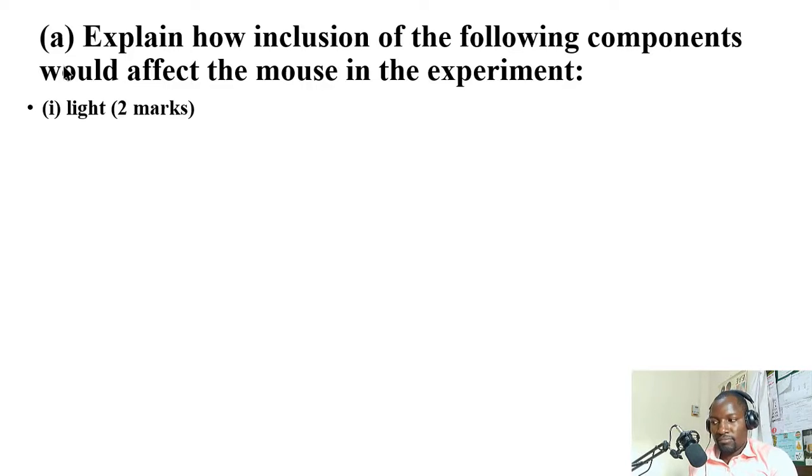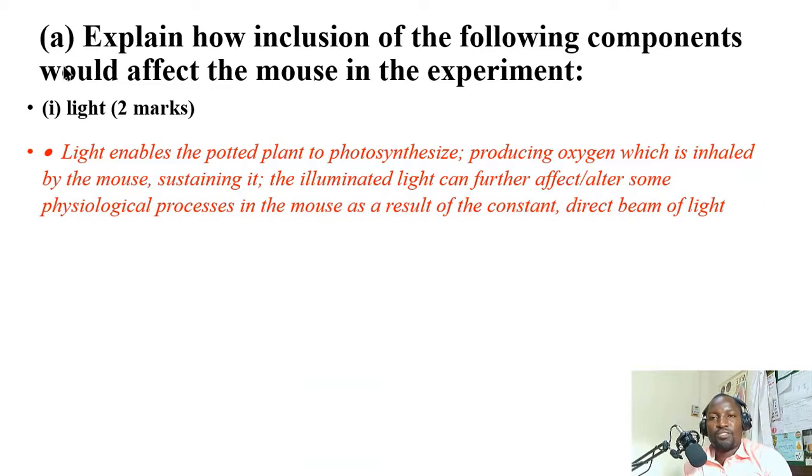Light will enable the potted plant to photosynthesize, producing oxygen which is inhaled by the mouse, thus sustaining it. The illuminated light can further alter some physiological processes in the mouse as a result of the constant direct beam of light.